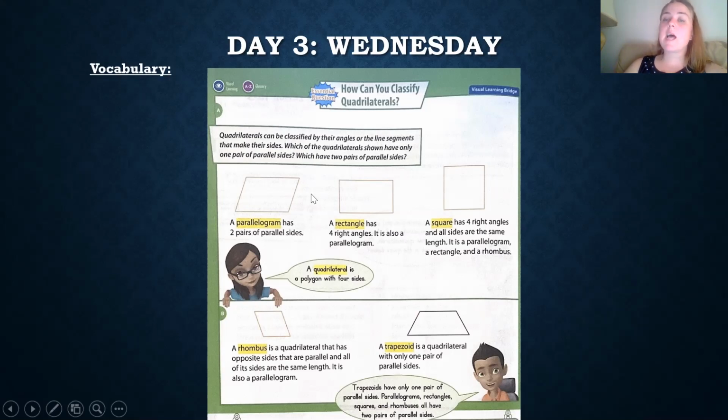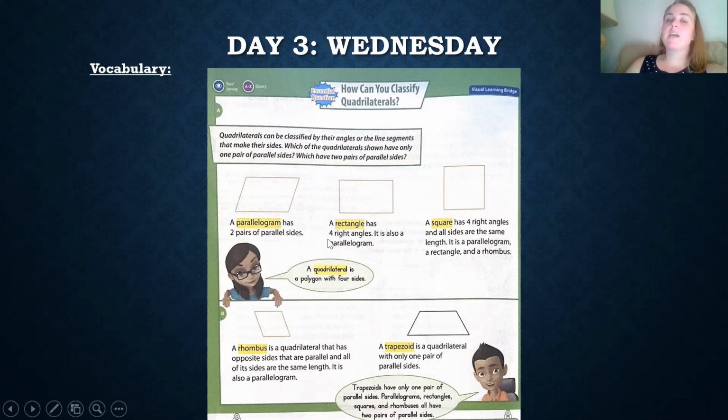So the first one is a parallelogram. Remember, parallel lines run side by side and they never touch. So a parallelogram has two pairs of parallel sides. If I kept drawing the lines this way and the line this way, they would never touch. Same thing if I drew it this way and this way, they would never touch. So think, the top and the bottom are parallel and the left and the right are parallel.